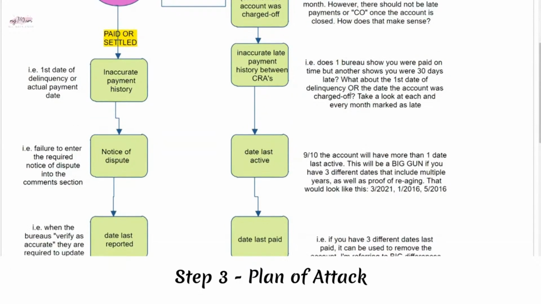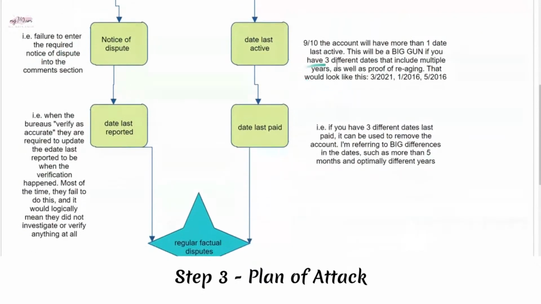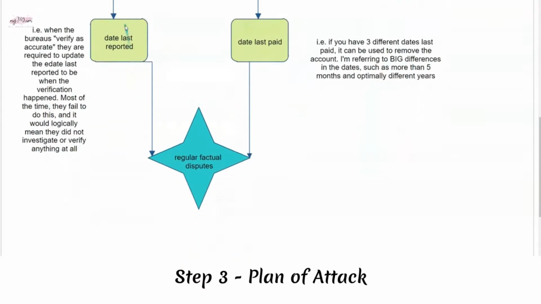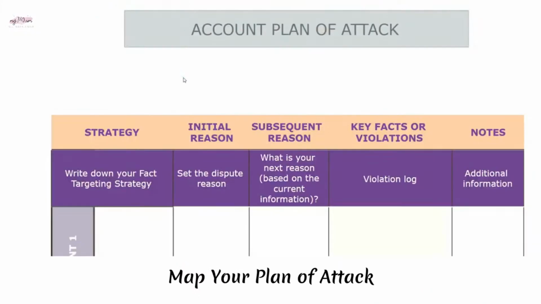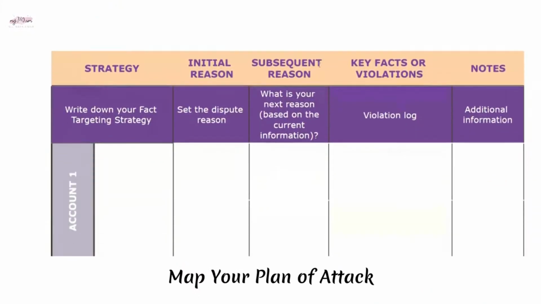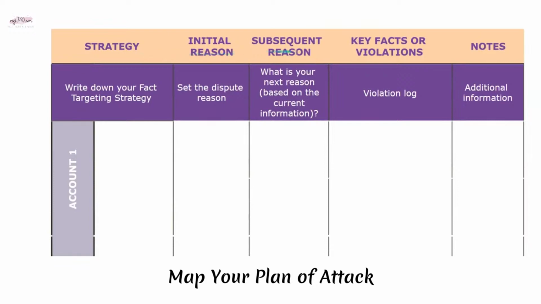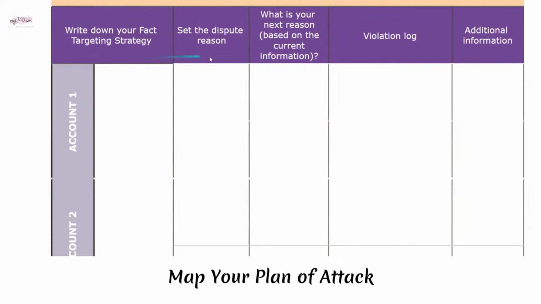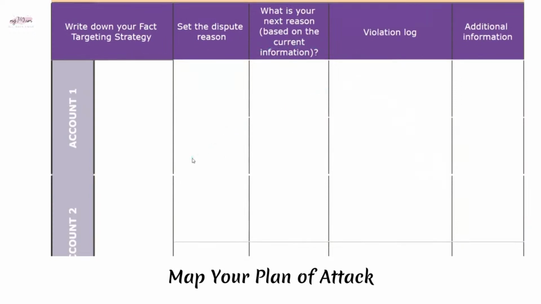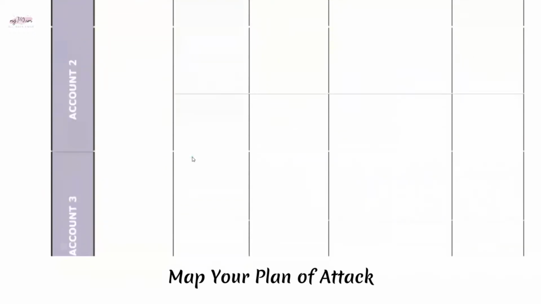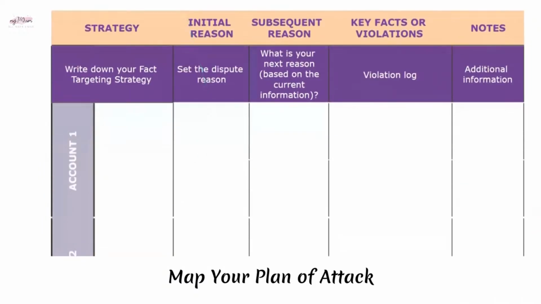Because remember, we want to start with the big guns. We are going in with guns blazing. We are not going in with squirt guns blazing. So always remember that. That's why you want to use the biggest stuff in the beginning. We are not saving it for anything in the future, okay? Now you need to map out your plan of attack, your strategy, your initial reason, your subsequent reason, the key facts or violations, the notes, and then going down, it just says account number 1, 2, 3, and so forth, okay? It makes it much easier when you can visually see what it is that you're doing.